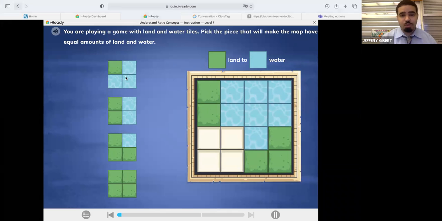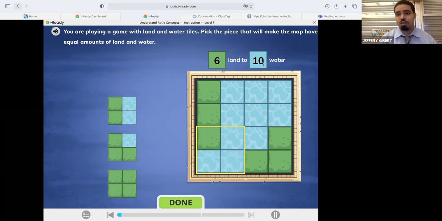So if I take this first one, you are playing a game with land and water tiles. Pick the piece that will make the map have equal amounts of land and water. David, I see you joined us also. So that's good. So if I take the first one, it's 6 and 10. That's not equal. So that's the wrong one.